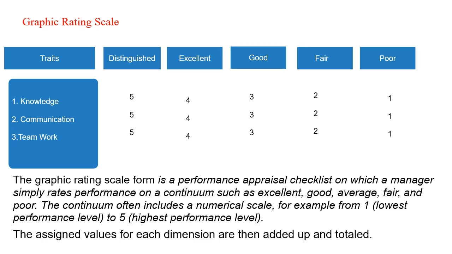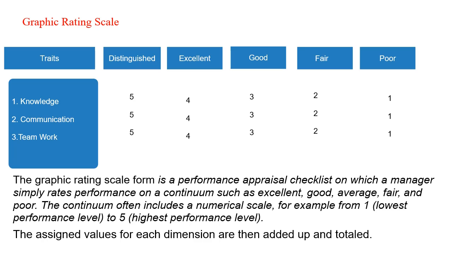Here you identify for a particular job three traits which are very much required for effective performance in the job. What are those three traits? First one is knowledge, second communication, three teamwork. So these particular traits are being appraised based on certain rating. So the continuum here would be distinguished, excellent, good, fair and poor. So numerical scales being allotted here is from 1 to 5.